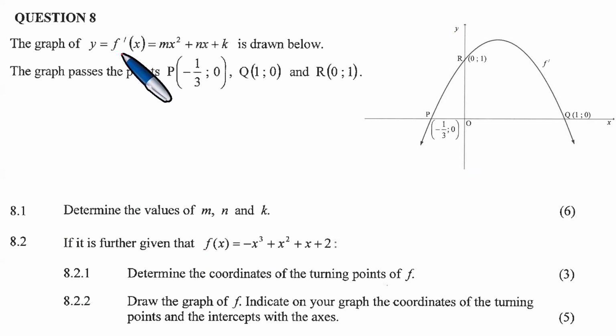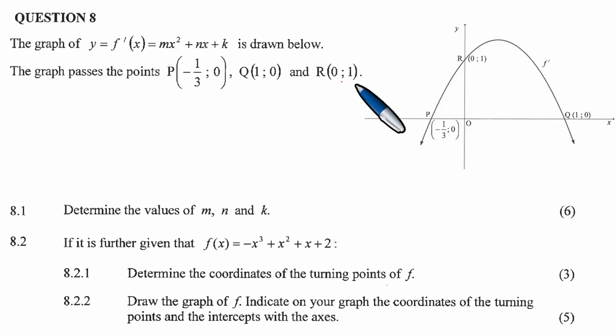So we learned these in grade 11. Graphs and functions, they're going to be coming in the exam. They might not be so complicated, but you would have a parabola function. They will ask you the question, determine the values of m, n, and k. The graph passes through the points P with coordinates minus 1/3, 0, Q, 1, 0, R, 0, 1. So we need to find the values of m, n, and k.